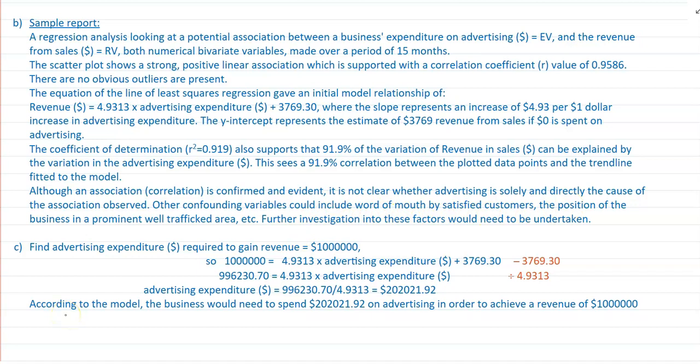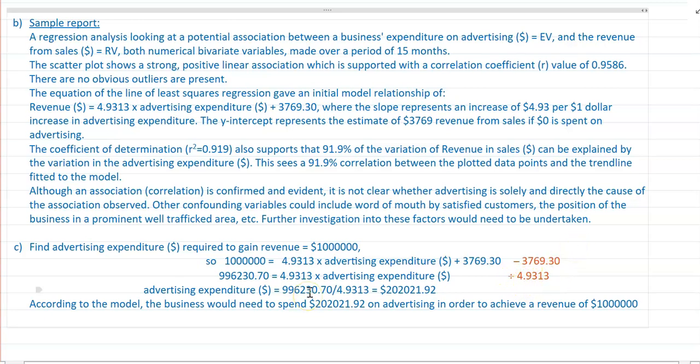Lastly, we're using our model to find future predicted values, so we're extrapolating, and we need to find the advertising expenditure required to gain a revenue of $1 million. So if I substitute that $1 million into my model equation, I'm solving for advertising expenditure. To do that, I just need to remove the 3,769 by minusing it, and then dividing it by the slope that was 4.9313. I would have to spend $202,021.92 on advertising in order to achieve that revenue of $1 million.